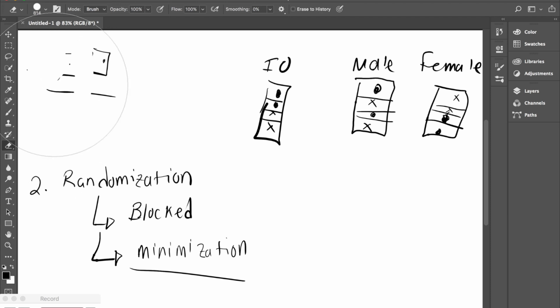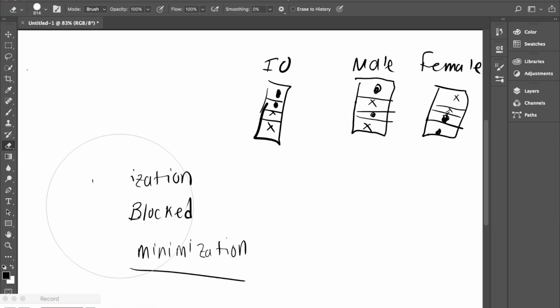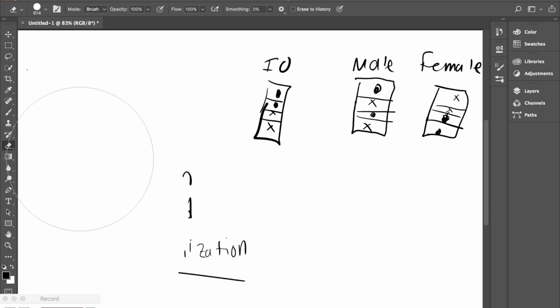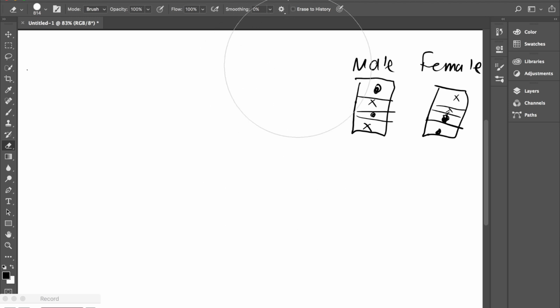Alrighty. So those are the first two things of RCT study designs that we want to take into account. We want to make sure that we stratified by important prognostic factors, and we also want to make sure that we've randomized appropriately.